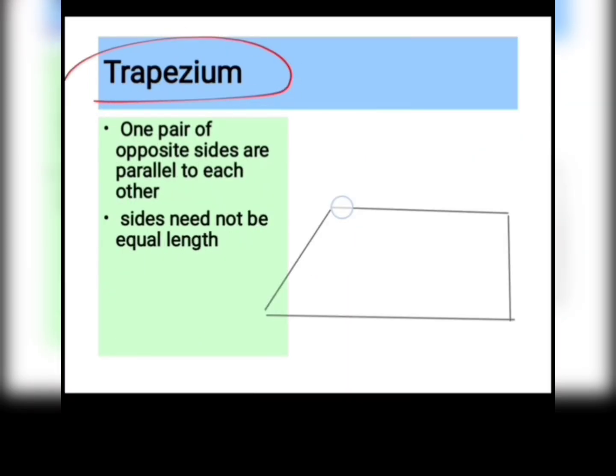Trapezium. One side should be parallel to the other side and length need not be equal. The length of these 2 sides need not be equal. The length of these 2 sides also need not be equal. The only condition to be satisfied is that 2 sides must be parallel to each other.